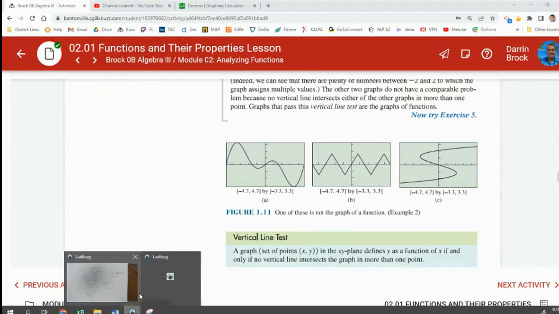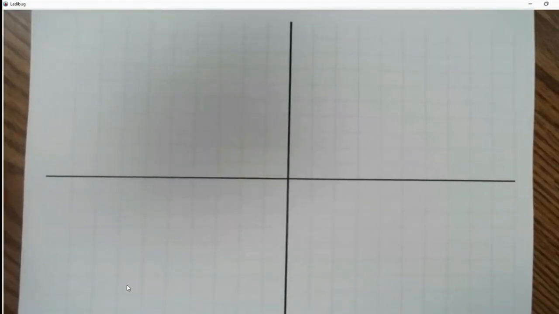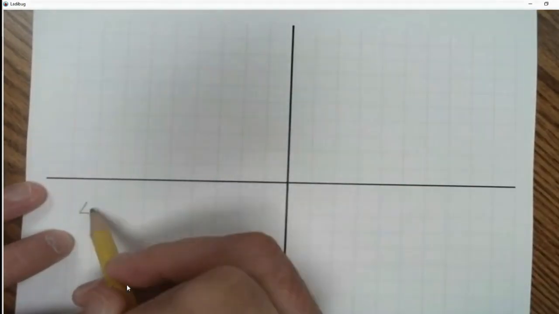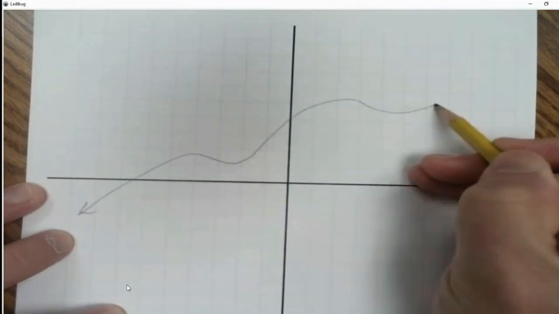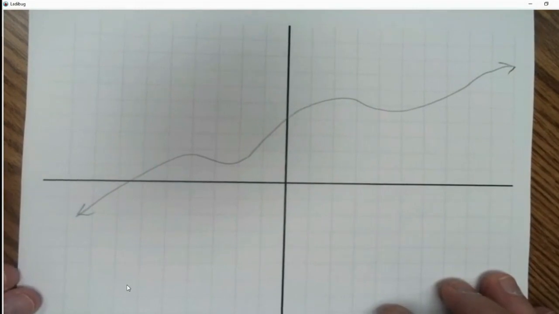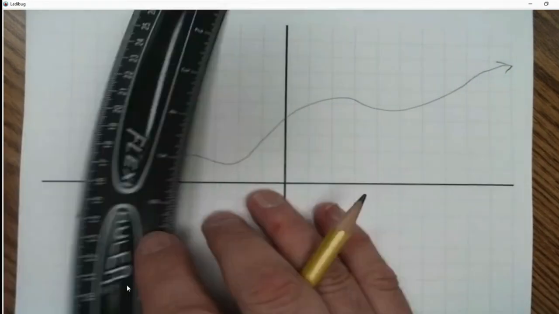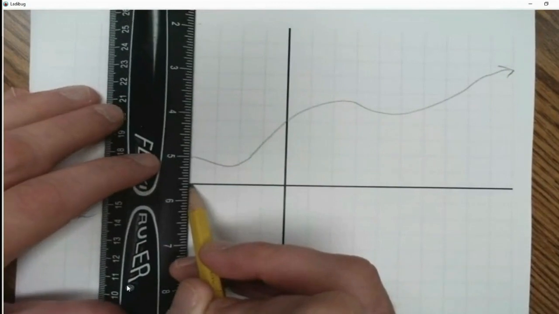So let me pull up my graph paper here real quick. Let's look at that. So if I have a graph, let's just make a kind of curvy one. Okay, is that the graph of a function? Well, it's very easy to test. I'm going to pull out my ruler here, and I'm going to look for an x. Let's say for this x right here. How many y's are there?